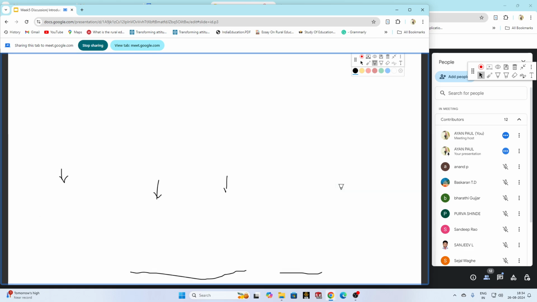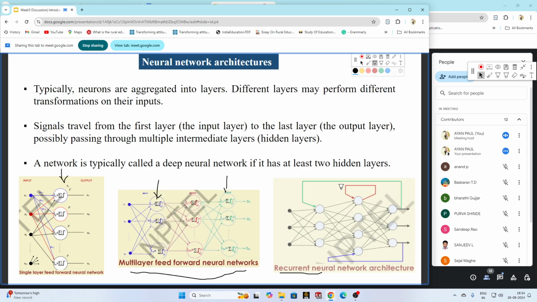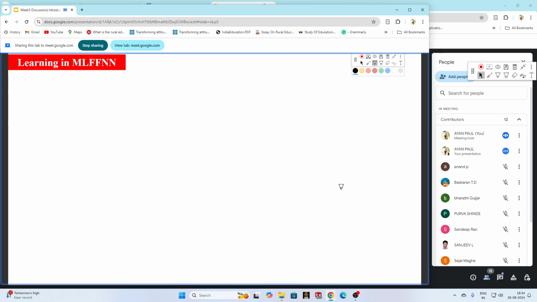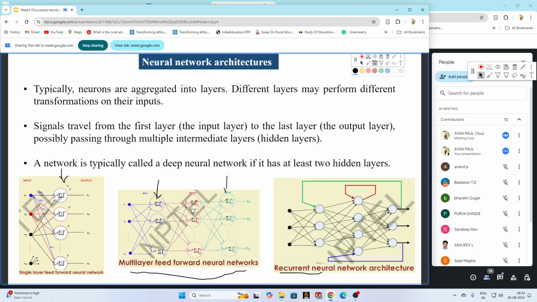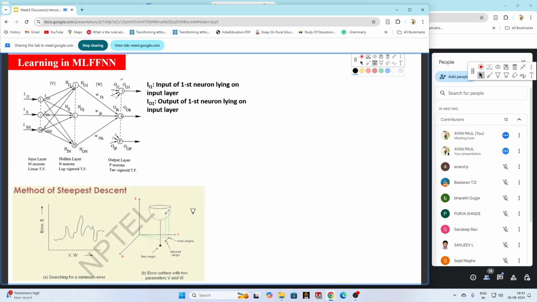Okay, so we will move on to the next slide, which is very important. So how does the learning in this multi-layer feed-forward neural network happen? We will be considering this example and we will see how the learning will happen. So here this is a neural network architecture.